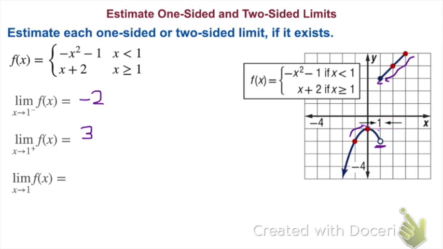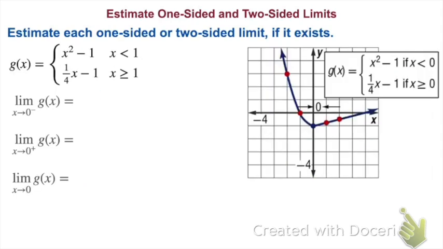Since these two limits do not agree, they are not the same exact value, that means we do not have a limit at x equals 1, because they are going to different y values. So there is no limit there. It does not exist.